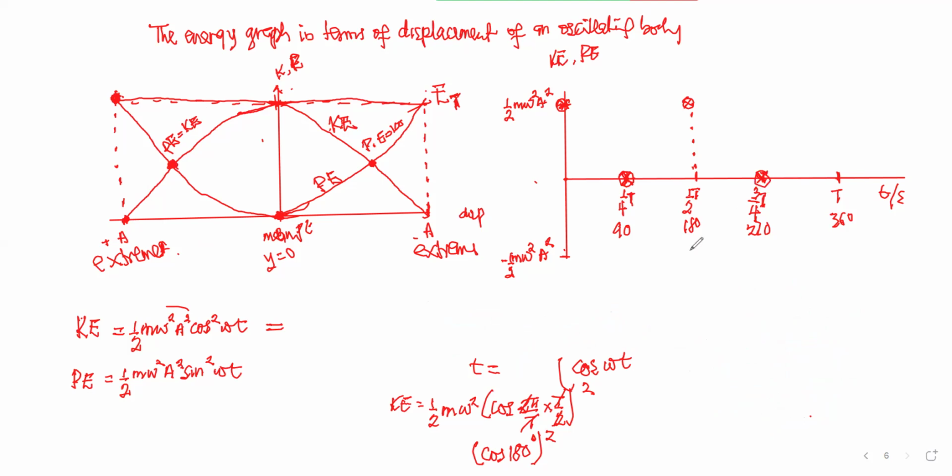When t is equal to the period or theta is 360, what will be the kinetic energy? It is maximum kinetic energy. So maximum kinetic energy. This time around, the negative will not come because the trig function is squared. So when we plot this for one cycle, this is what we have.